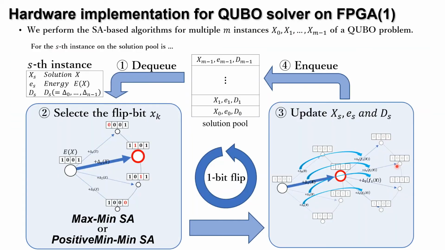From this slide, I'd like to introduce the FPGA implementation that performs our proposed algorithms. In this implementation, we run m instances for a single QUBO problem. The instances consist of the QUBO solution, the energy, and the delta of each bit. Each instance is dequeued from the solution pool one by one for each clock. After that, it goes through each circuit in turn and the flip operation is performed. Finally, each instance is enqueued to the solution pool. We perform our proposed local search by repeating this operation.